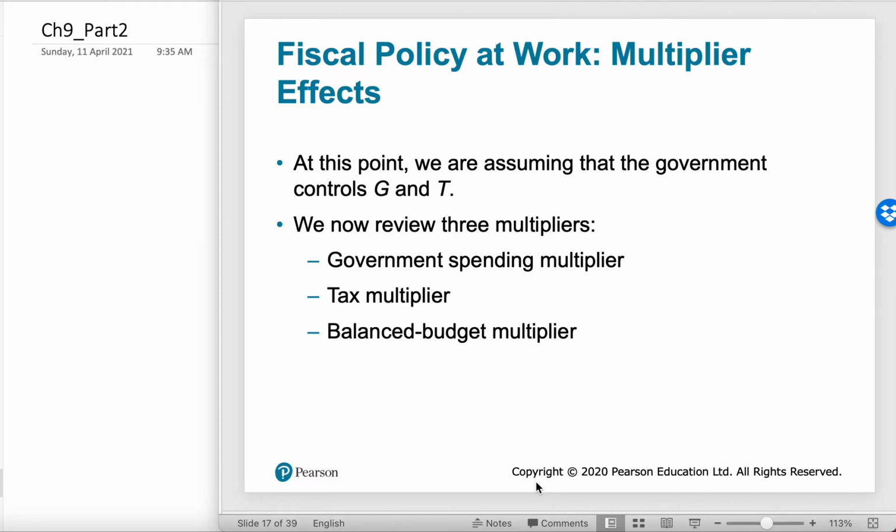So again, this is the continuation of chapter 9. We call it part 2. And in part 2, we are elaborating on multiplier effects. The multiplier analysis or multiplier effects was discussed in a private sector only economy.